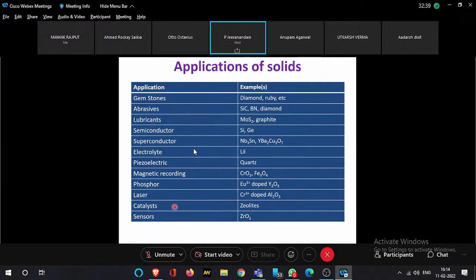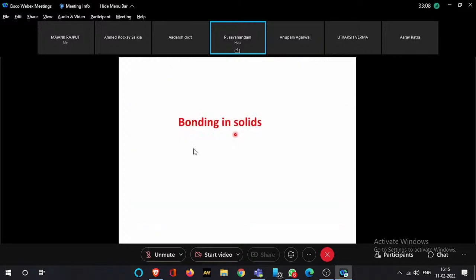And catalysis, whatever we talked about in the previous unit, many of them are solids. You can see zeolite is a catalyst. And there are many sensors, for example, zirconium oxide. So the motivation behind studying solid state chemistry is that there are so many applications one can think of. And in principle, in the periodic table, you have so many combinations possible, there are so many solids, and it is a very, very diverse field.